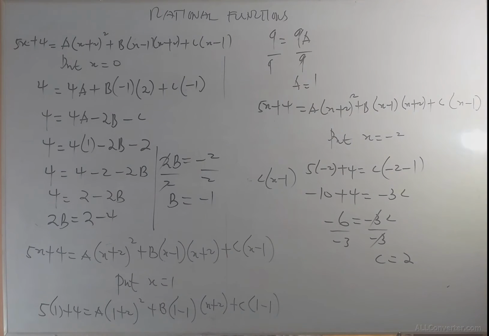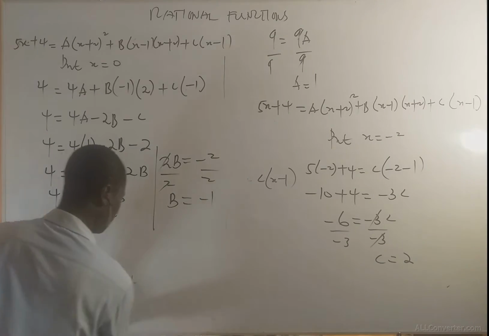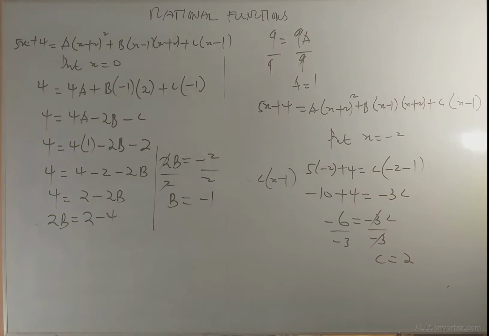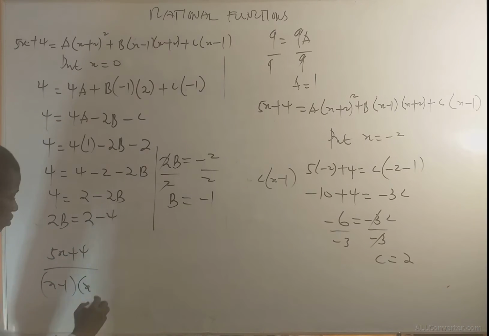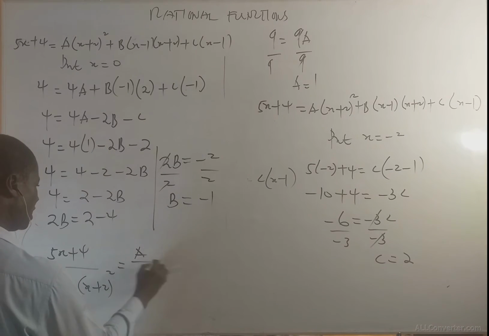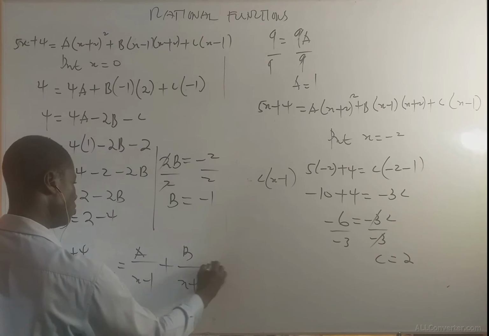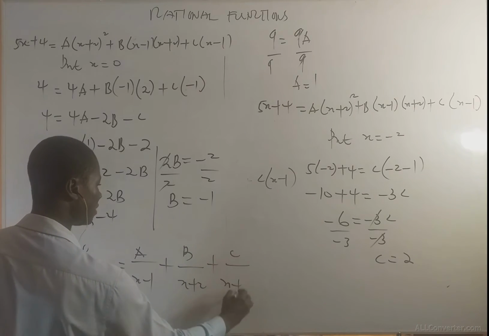Now, in solving for that, we can now write the partial fraction. Don't forget that we were given 5x plus 4 over x minus 1, then we have x plus 2 all squared to simplify. And we said that it will be a over x minus 1 plus b over x plus 2, then plus c over x plus 2 all squared.